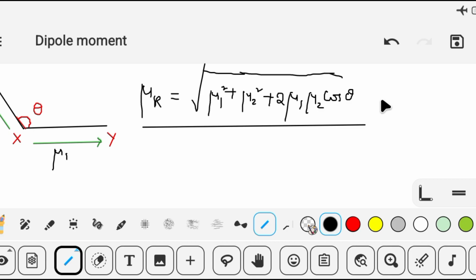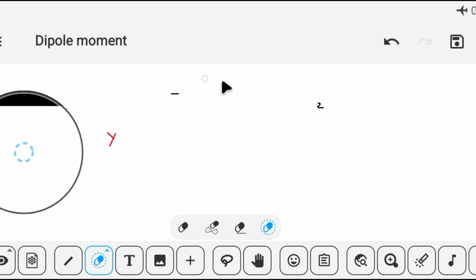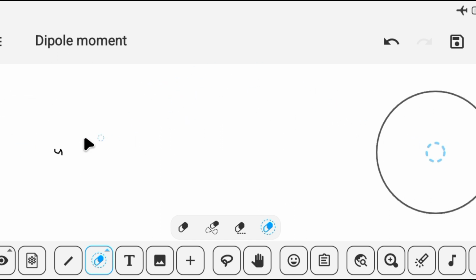Moving on to a related problem on this, that is resultant dipole moment asked in the IIT examination. How they asked, let us see. Using this formula, we can do the problem. We will check it now.